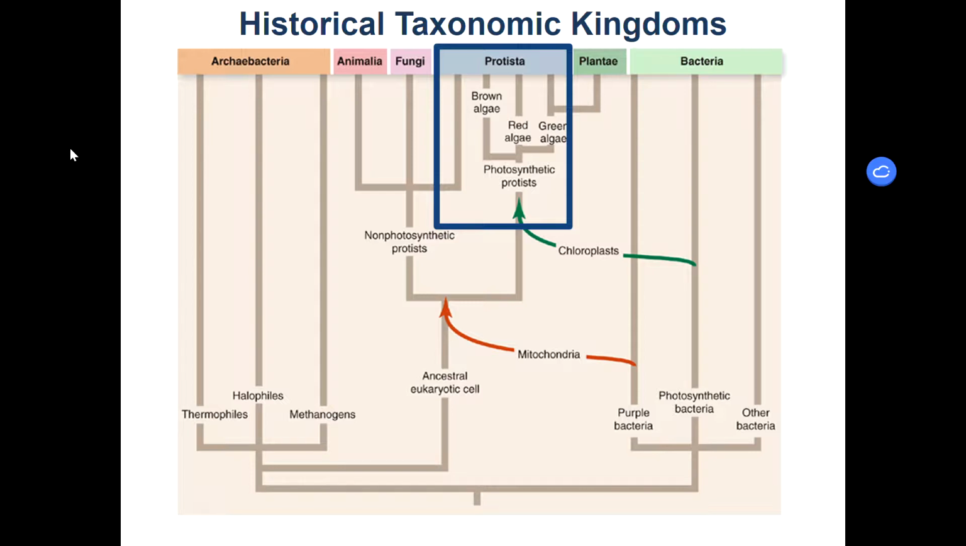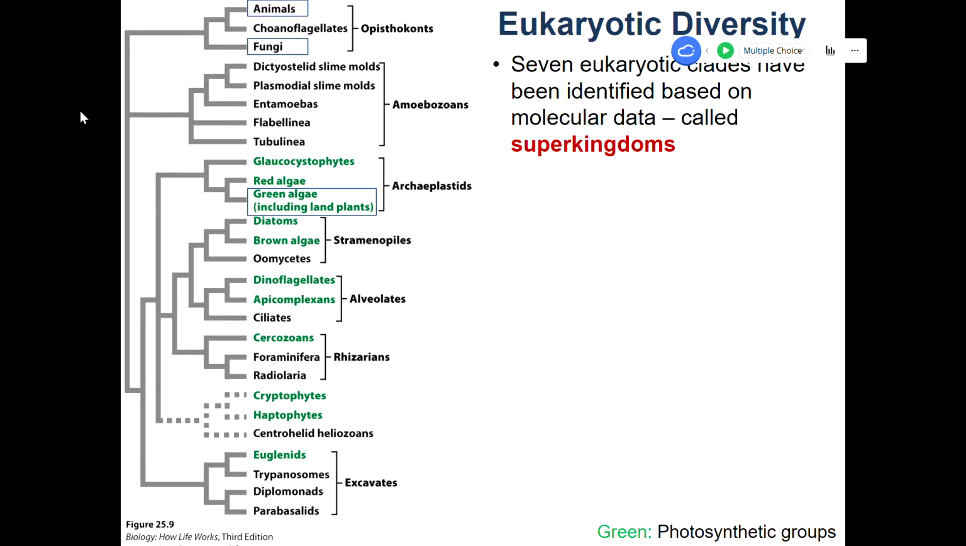So we can see here on our tree, we have bacteria. Here's where our chloroplasts and mitochondria came from. This is a historical idea of how organisms are related to each other on this particular tree. Guess what time it is? So we're going to spend the rest of class talking about eukaryotic diversity, and I will move that clicker thing.